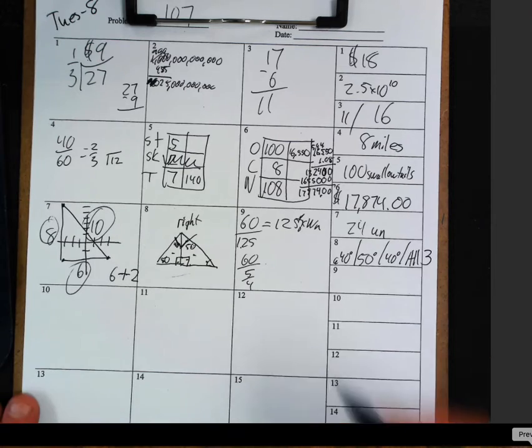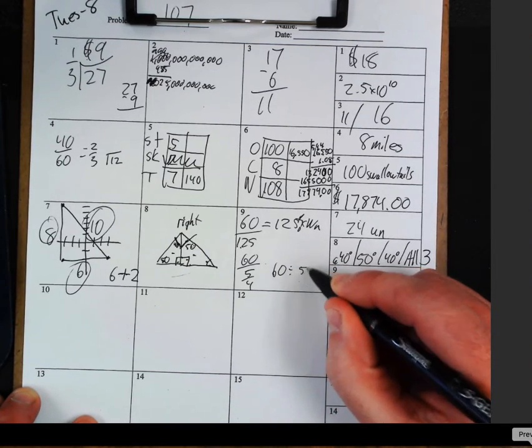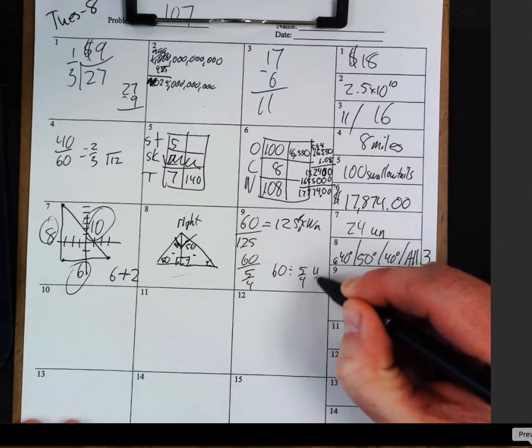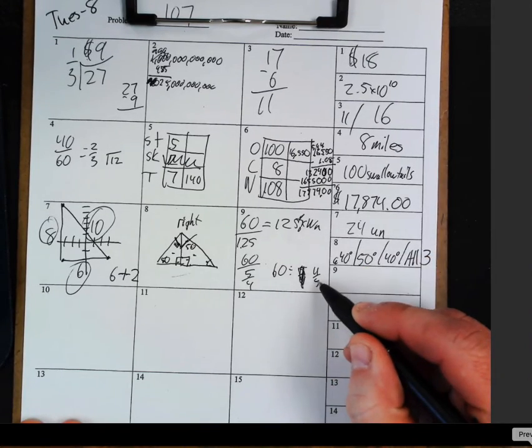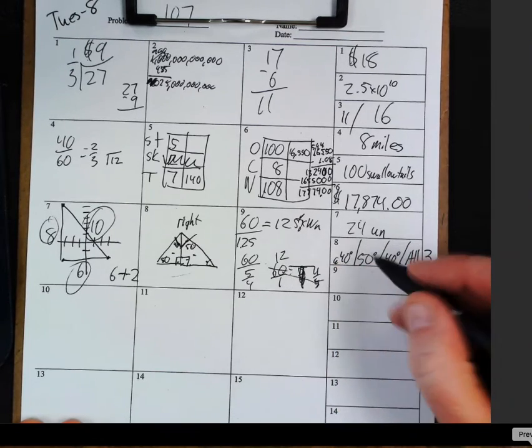And when we write them, I'm going to write it side by side. 60 divided by 5/4. Your rule is stay, change, flip. So I got 60 divided by 4/5. 5 goes into 60, 12 times. 12 times 4, 48.